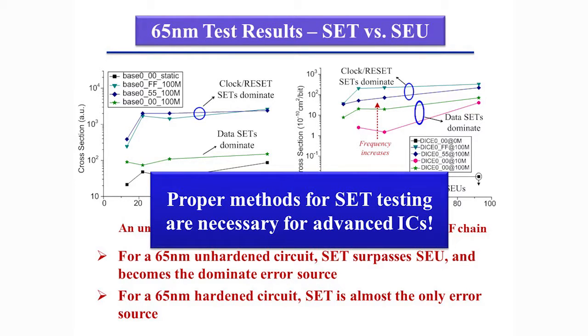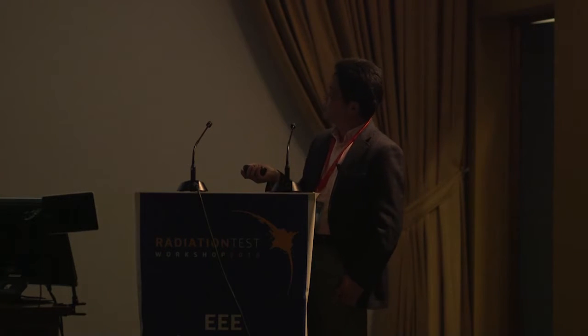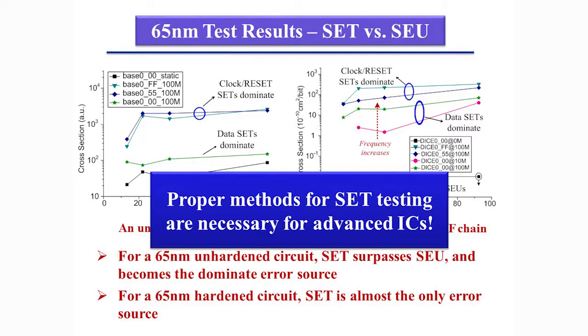Here is the 65 nanometer test result. It shows the SET and SEU at the unhardened DFF chain and also the SEU hardened DFF chain. We find that for the 65 unhardened circuit, SET surpasses SEU and becomes the dominant error source. For the 65 hardened circuit, SET is almost the only error source. We can see this in the figure on the right.